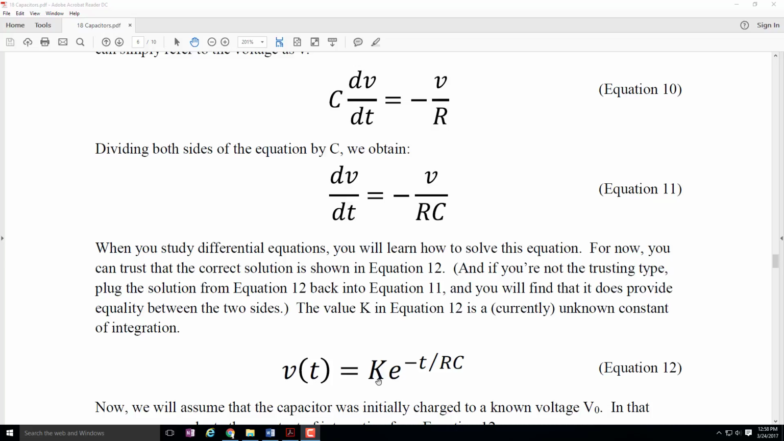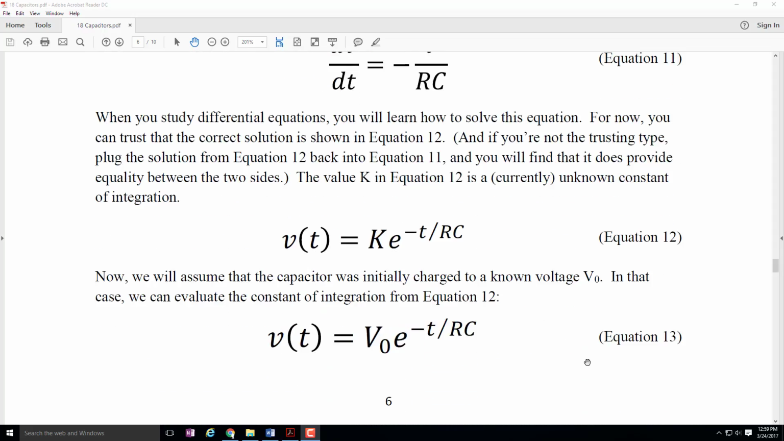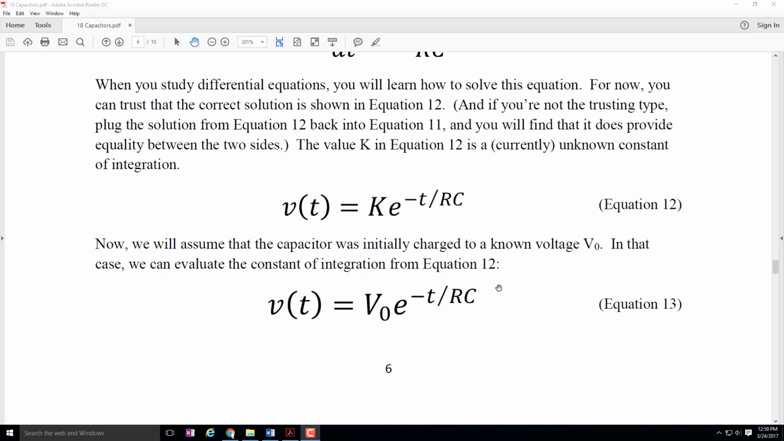This k is an unknown constant of integration. Anytime you integrate, if it's an indefinite integral, you're going to get a constant of integration. We don't really know what k is unless we say that the capacitor was initially charged to a known voltage V sub 0. So if V of 0, V at t equals 0, was equal to V sub 0, now we can evaluate k. And then it becomes just this equation here.